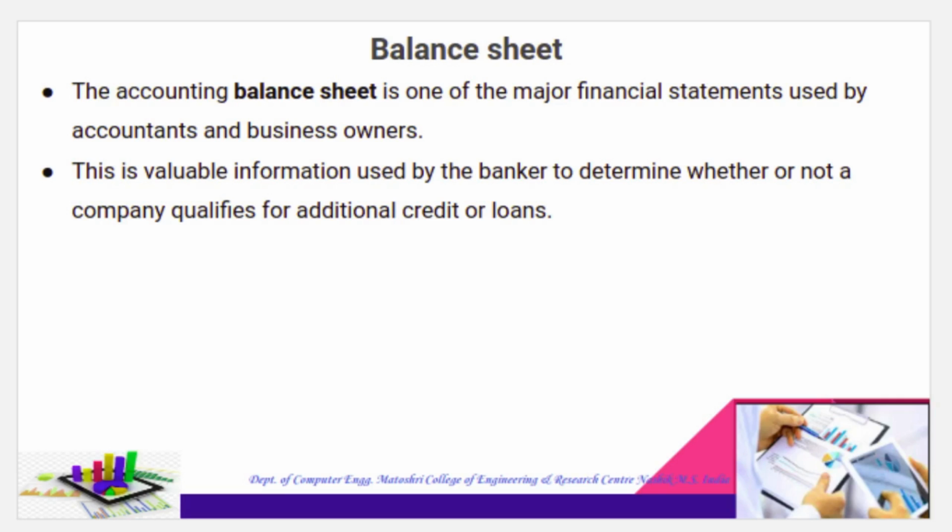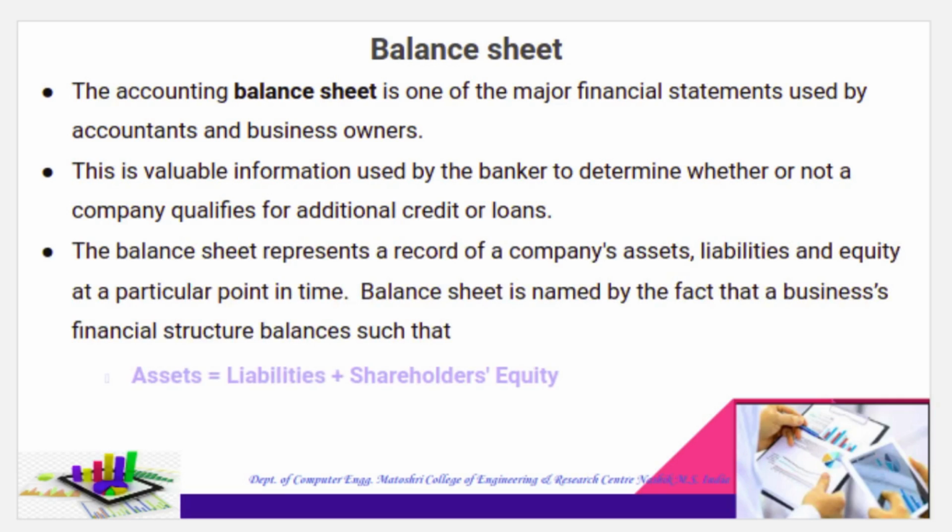The balance sheet represents a record of a company's assets, liabilities and equity at a particular point in that particular period. The balance sheet is named by the fact that the business's financial structure balances, such that assets equal liabilities plus shareholder equity.